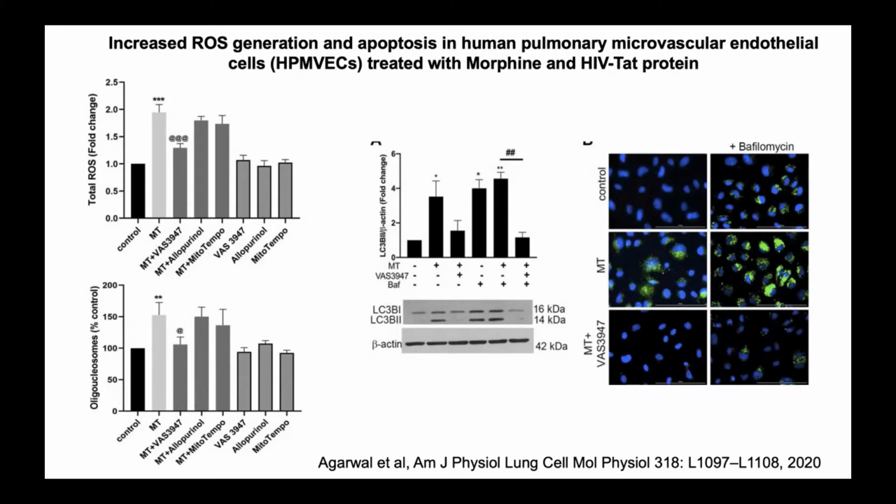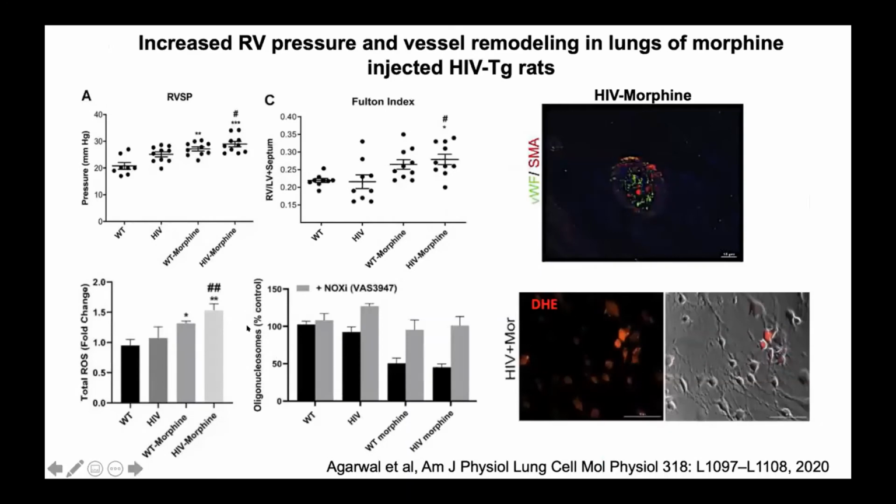So this shows that probably the mechanism playing a role in causing HIV plus morphine related endothelial dysfunction is through ROS mechanisms, where the cells undergo a lot of oxidative stress and then trigger functions where they first undergo cell death and later maybe undergo proliferation or lead to smooth muscle cell remodeling.